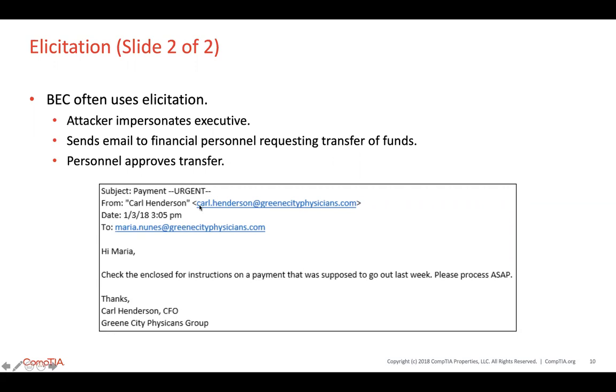And so you can see this email. They're showing it as urgent, so they've got the urgency thing going there. And this is also the CFO, so they're also using the authority.